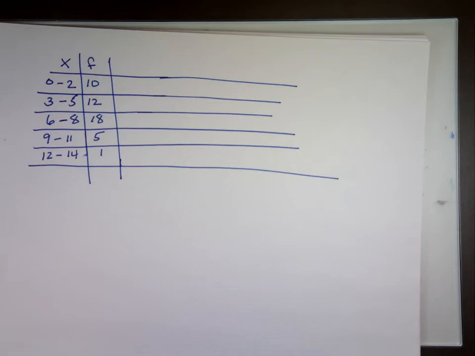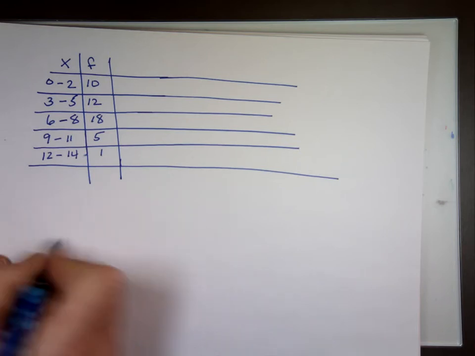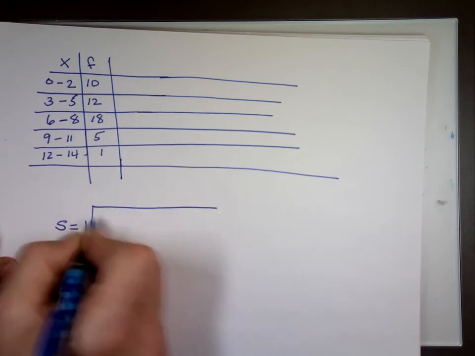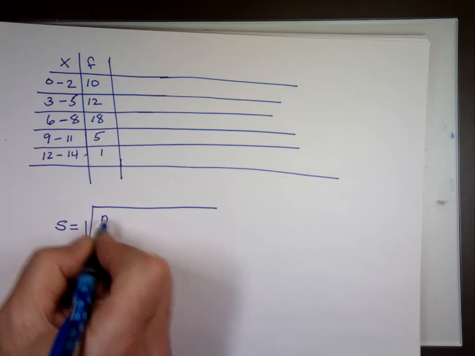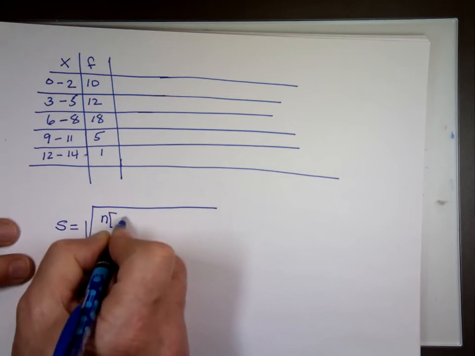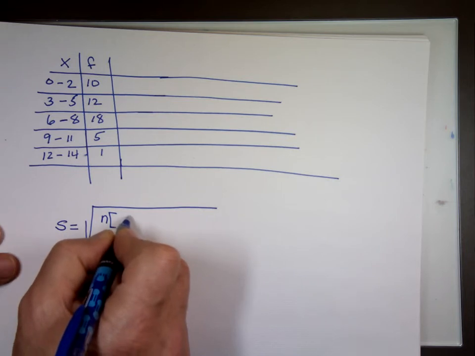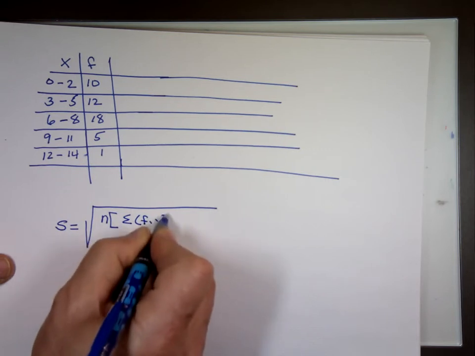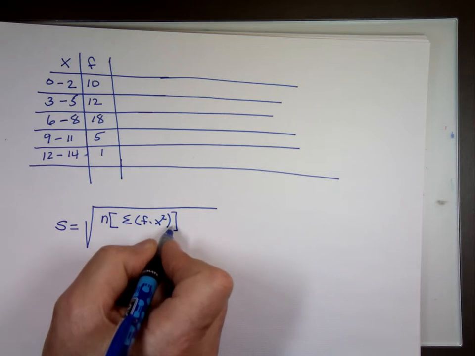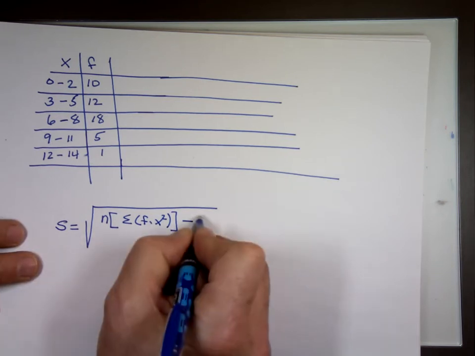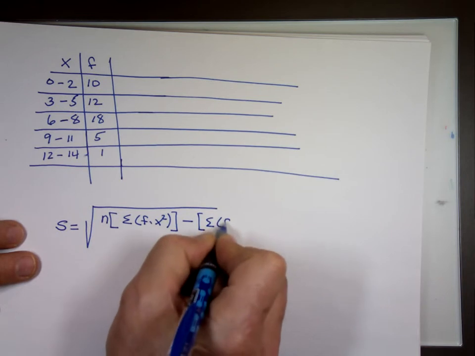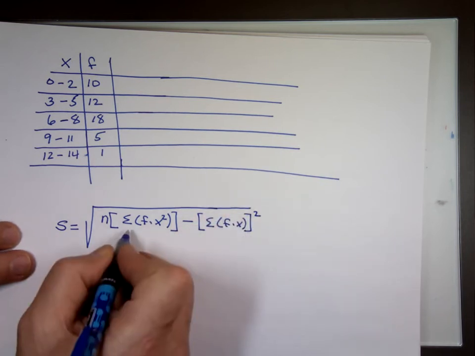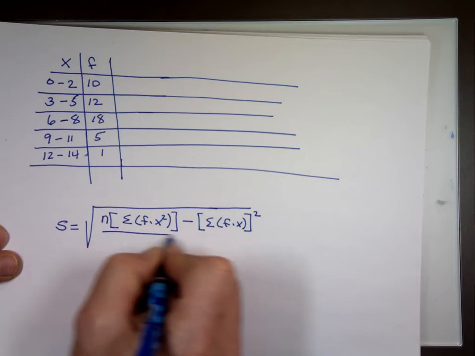Under chapter 3, it says, to find the standard deviation when you have a frequency distribution table, we're going to use this: n times the summation of f times x squared, minus the summation of f times x, the whole thing squared, divided by n times n minus 1.